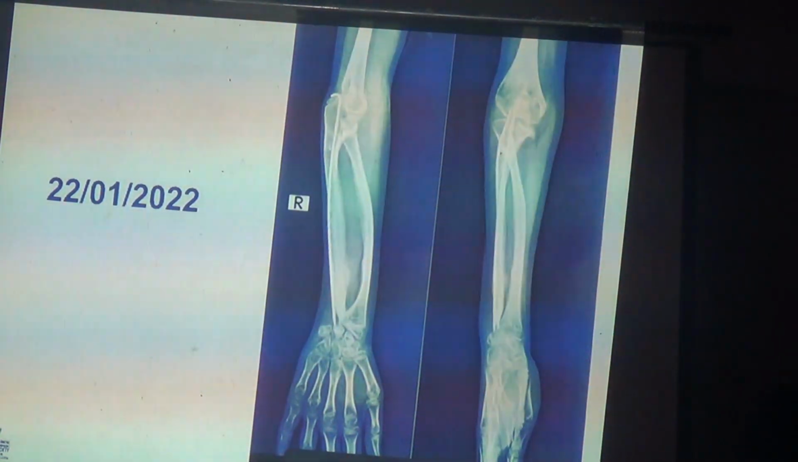And this is at the end of 2022, so almost 2 years have passed. The child at that time was near about 10 years of age. And he has got a very good function, both at the wrist and in supination and pronation.